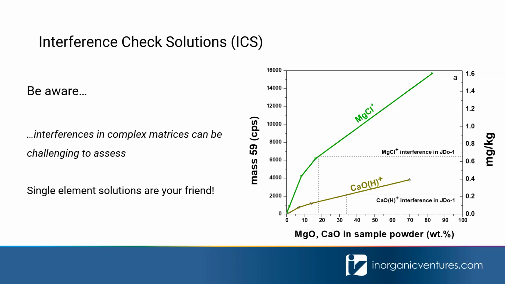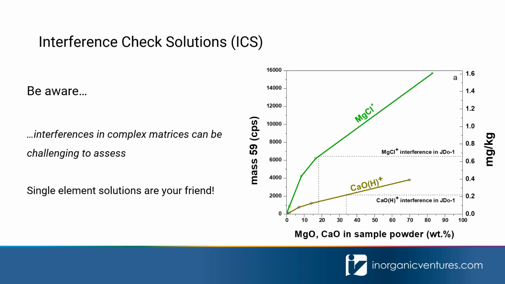And what you'll see is that there's two distinct interferences that can affect your measurement at mass 59. One interference is due to calcium and one interference is due to magnesium chloride. So the reason I say that these assessments can be challenging is because if your sample has very different ratios of magnesium to calcium, then you could get different effects at mass 59. And really the way to kind of tease out the truth in this situation is to go back to some single elements. And single element solutions really are your friend when you are doing interference assessments.